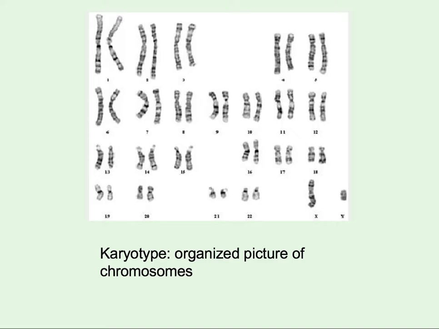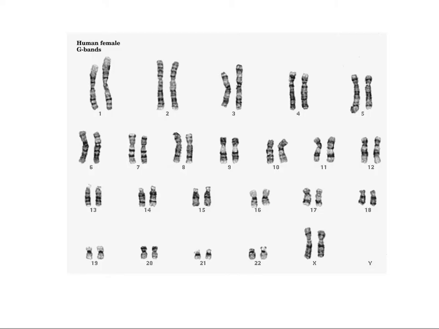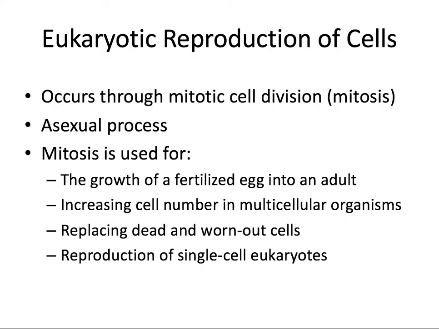What does the karyotype of a female look like? This is what it looks like. Again, you have all these chromosomes having nothing to do with sex, they're autosomes. And then down here, you see two X chromosomes. That's how I know that this is a female.